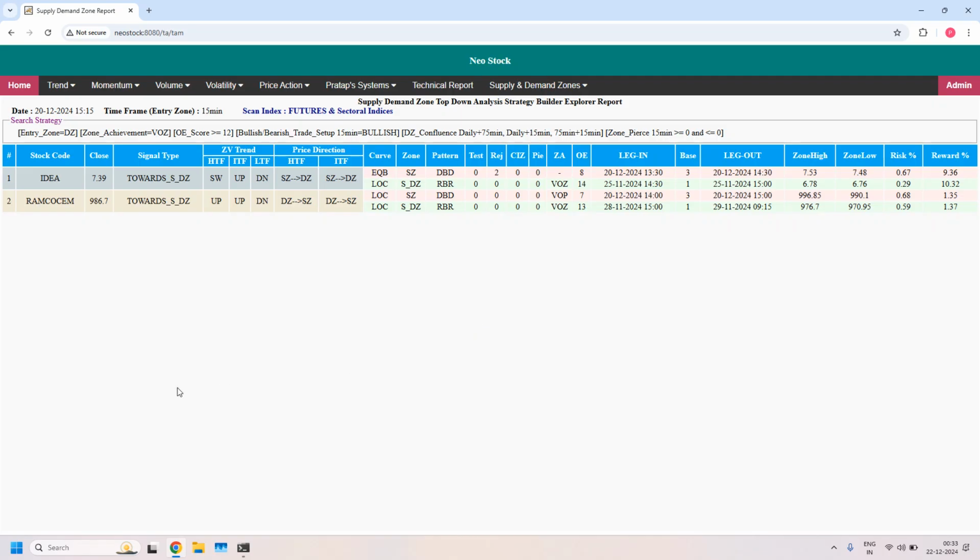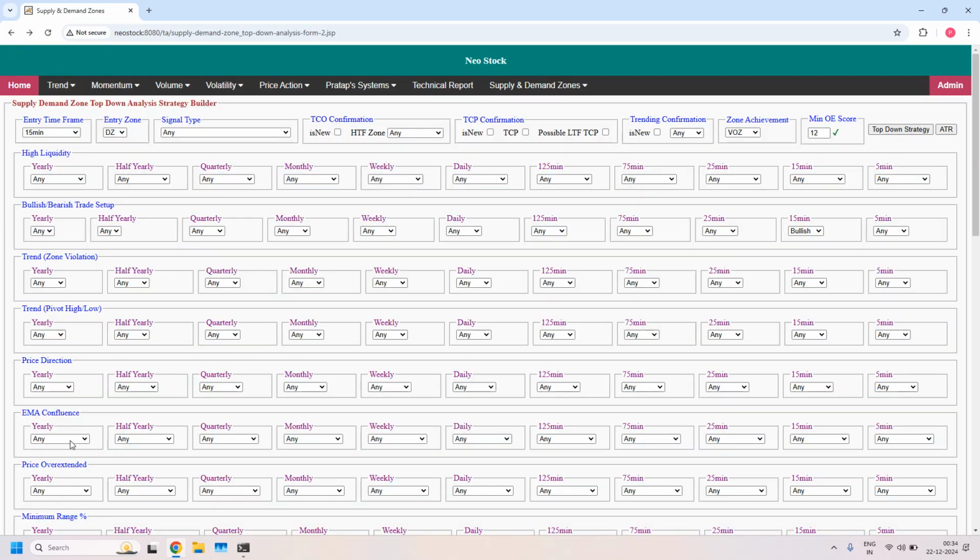In these 2 stocks, these 15 minutes demand zones are part of the 75 minutes demand zone, both together again part of the daily demand zone. And the daily trend is up in the second stock. If this second stock is having daily EMA confluence, it could be an even more high probability trade setup supported stock. First one we can ignore because the trend is sideways. Sideways EMA confluence does not add any extra advantage.